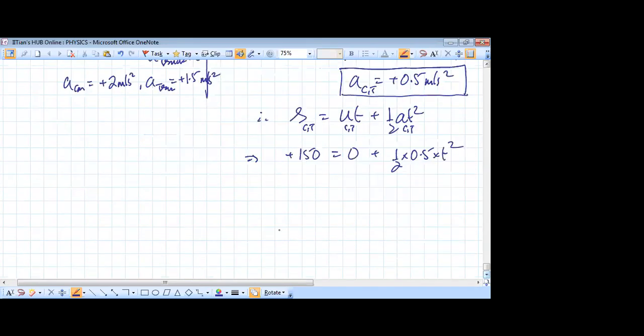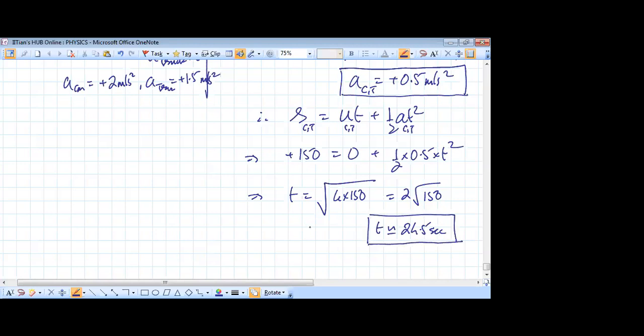So from here we will get the time as square root of 4 into 150, so that is 2 into square root 150. This will come out to be 24.5. So that is your solution of this question. Or you can also write this as square root 600 or 10 root 6. So from that also you can see that. Okay, so hope this is clear.